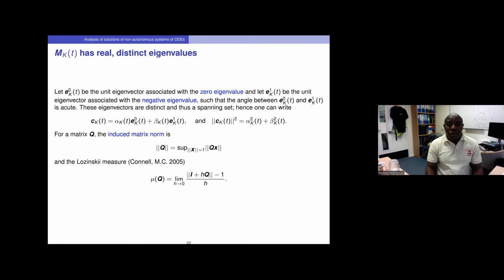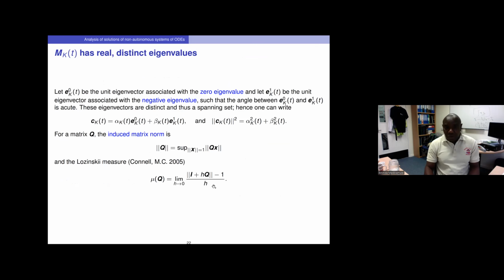In order to do all this analysis, you need two things. You need to define some measures. Of course, I have defined here ck of t given by this measure. I have also decomposed my ck of t in terms of two eigenvalues. One is a 0 and the other one is a negative, and so on. I can define a metric norm, which we know, it's pretty standard. It allows us to define the Lodzinski's measure, which is given here.